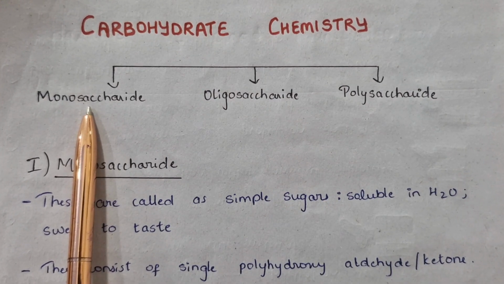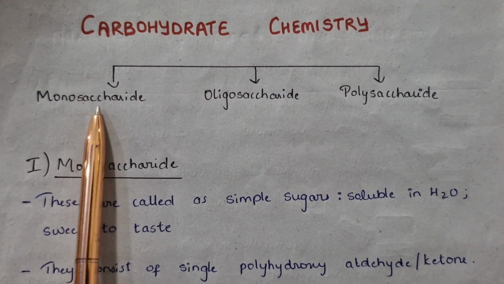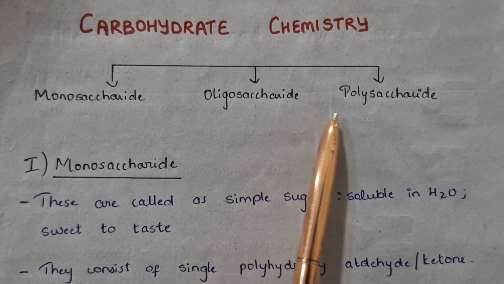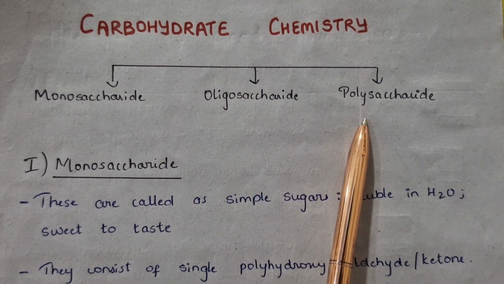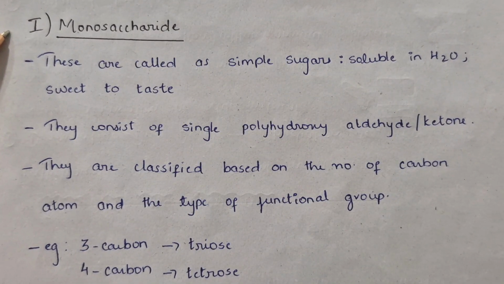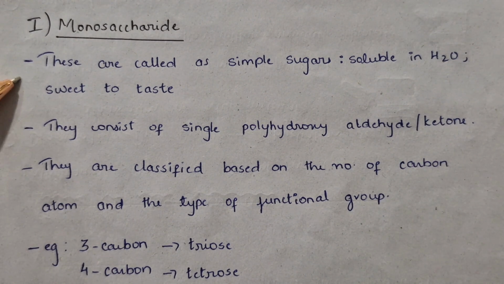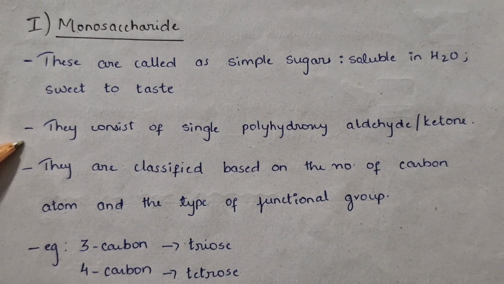Carbohydrate chemistry. Under this, we have monosaccharide, oligosaccharide, and polysaccharide. The first one is monosaccharide. Monosaccharides are also called simple sugars. They are soluble in water and they are sweet to taste. They consist of a single polyhydroxyaldehyde or ketone.